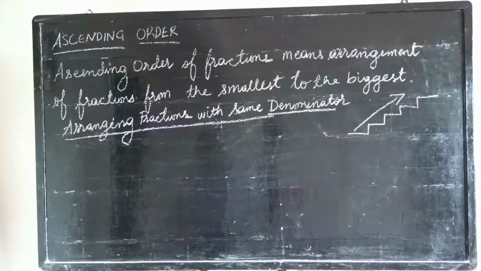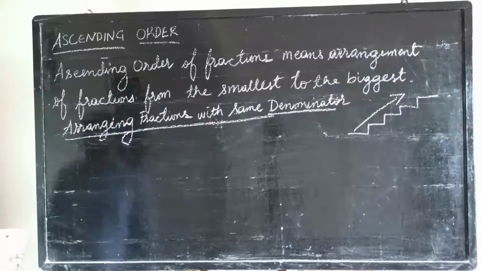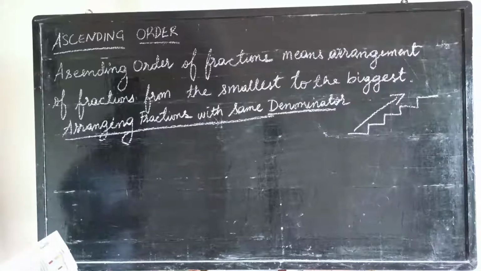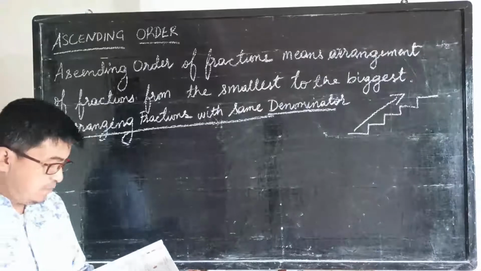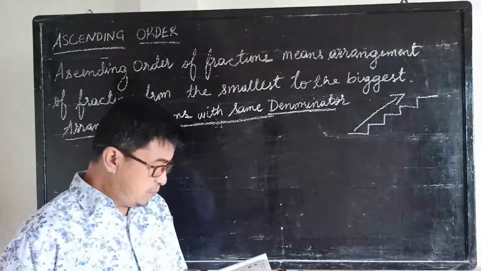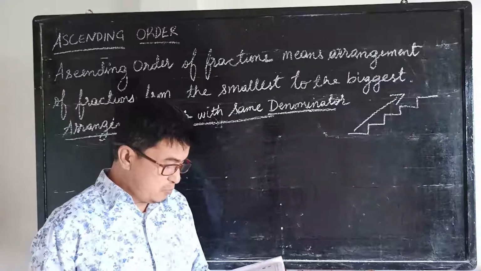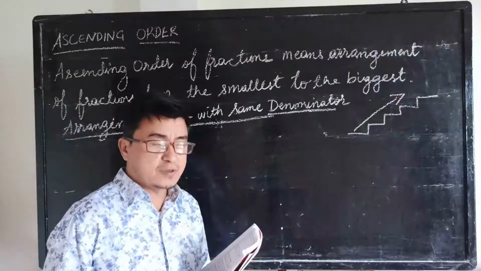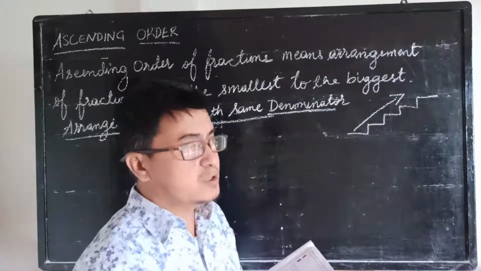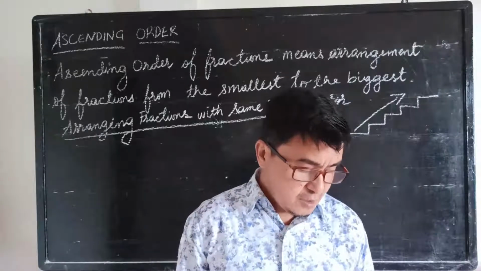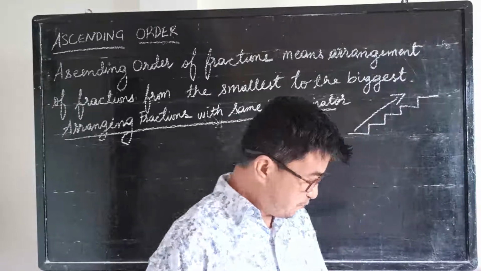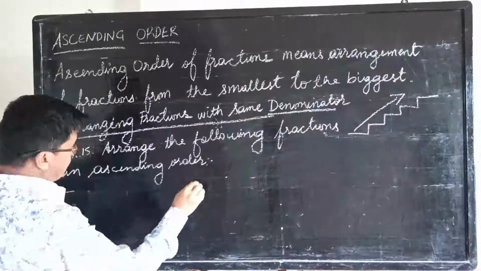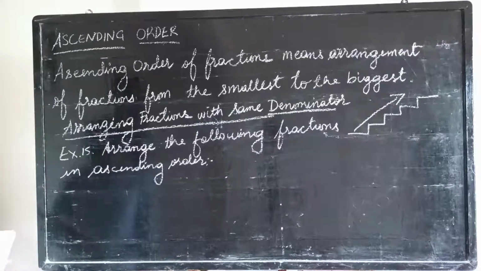Now look on the board. When the denominators of all the fractions are the same, then the fraction with the bigger numerator is the bigger fraction, and the fraction with the smallest numerator is the smallest fraction. Now, ascending order of fractions.